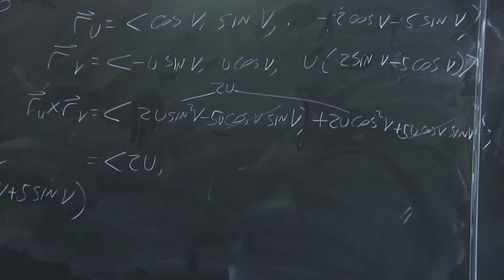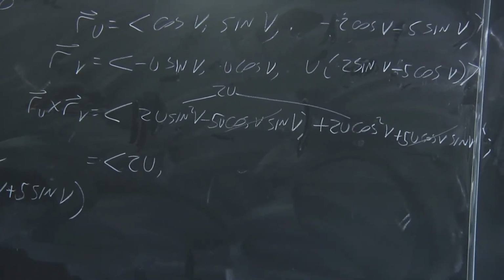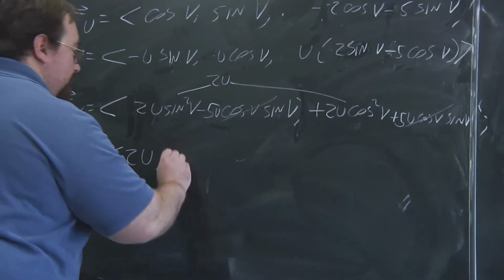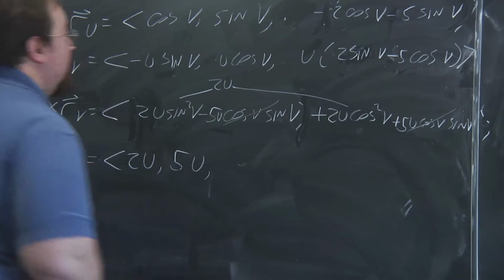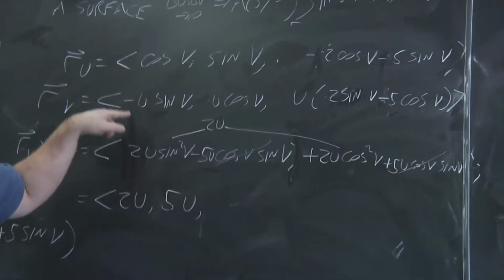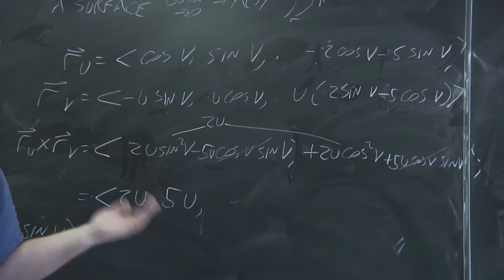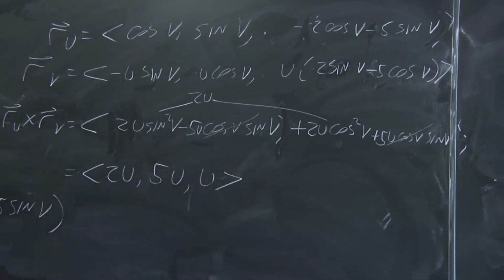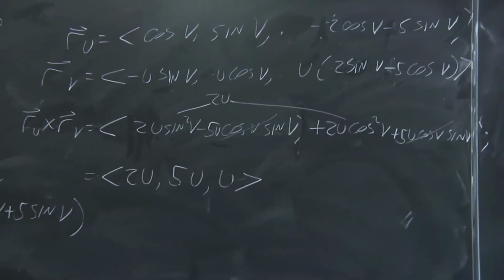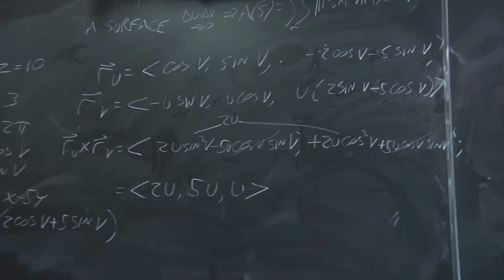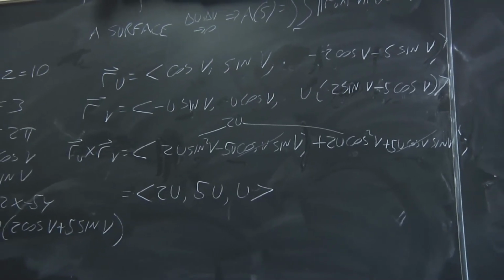Now, if you compute the second component of the cross product, the exact same thing happens and you get 5u. The third component, you get u cosine squared v plus u sine squared v, same simplification, and you get u. So even though the vectors of partial derivatives have some complexity to them, the cross product did not.